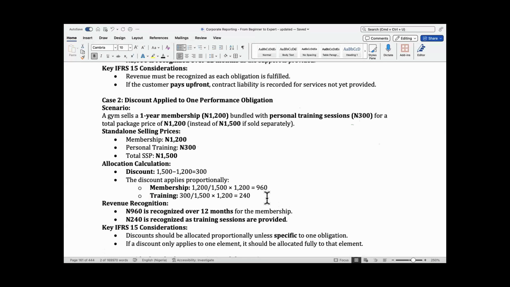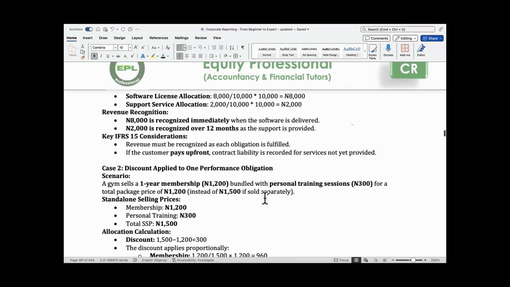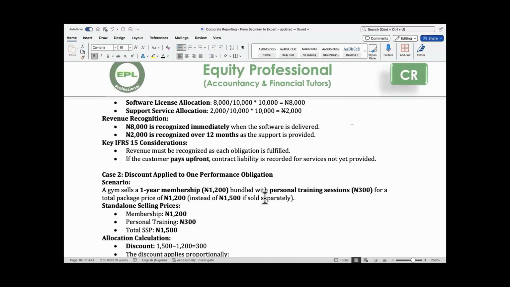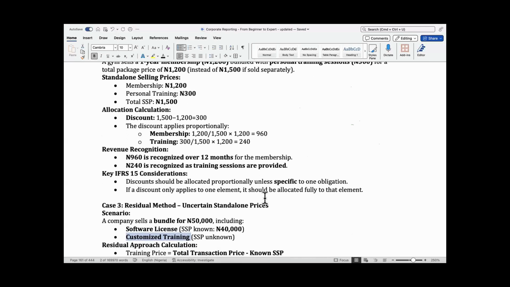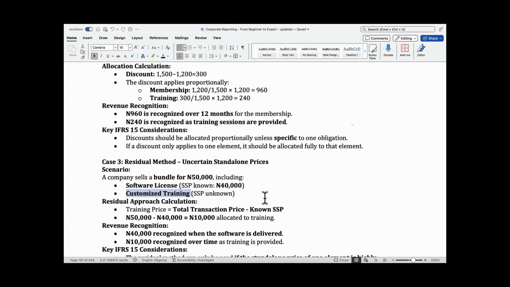Concerning this 10,000 that will be recognized over time as training is provided, I would like to see how it is done in practice. Since it is for a year, we just divide it by 12. So you're recognizing it per month.